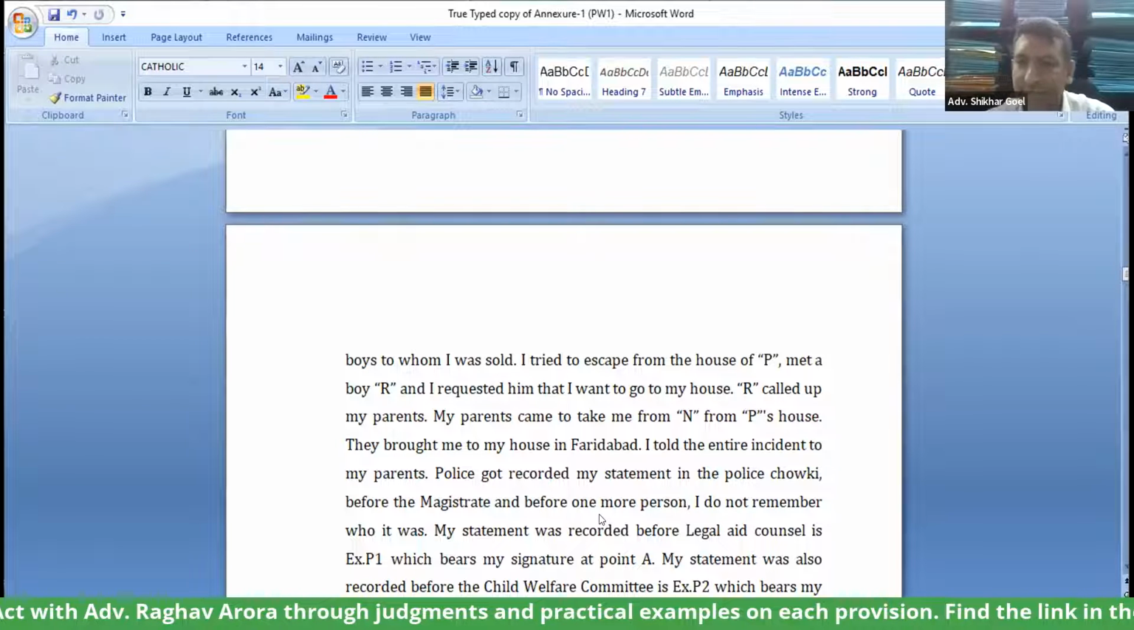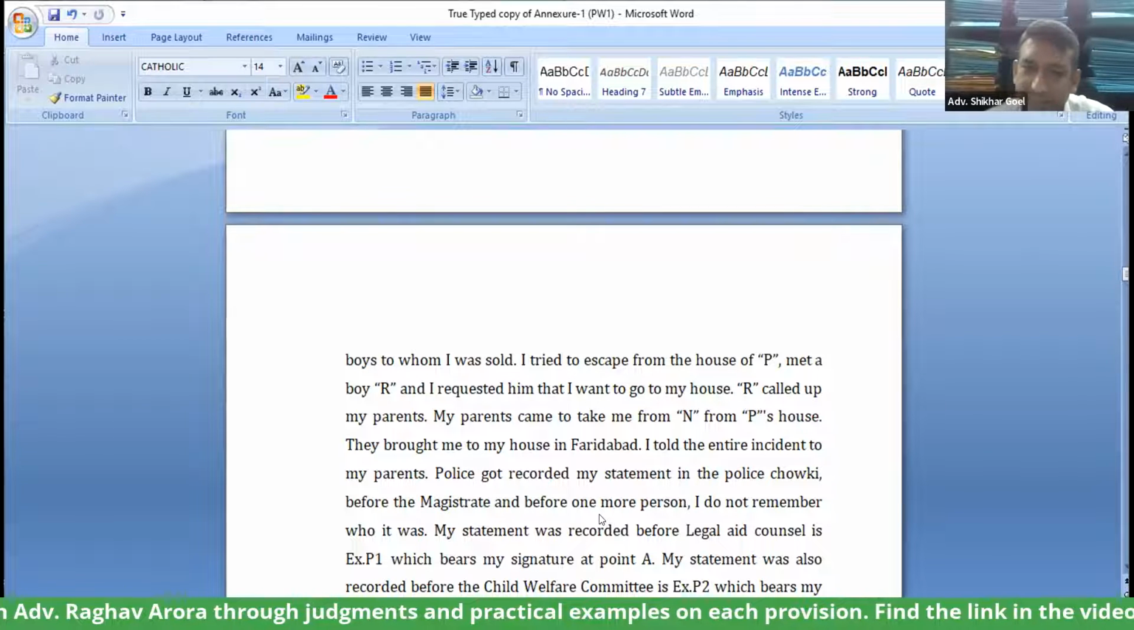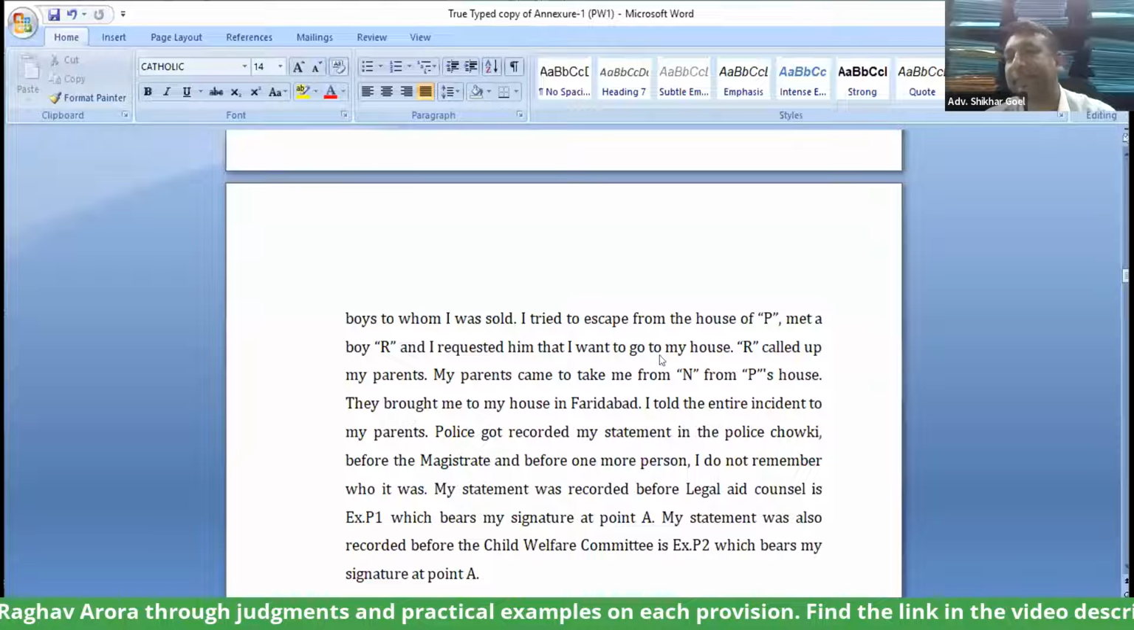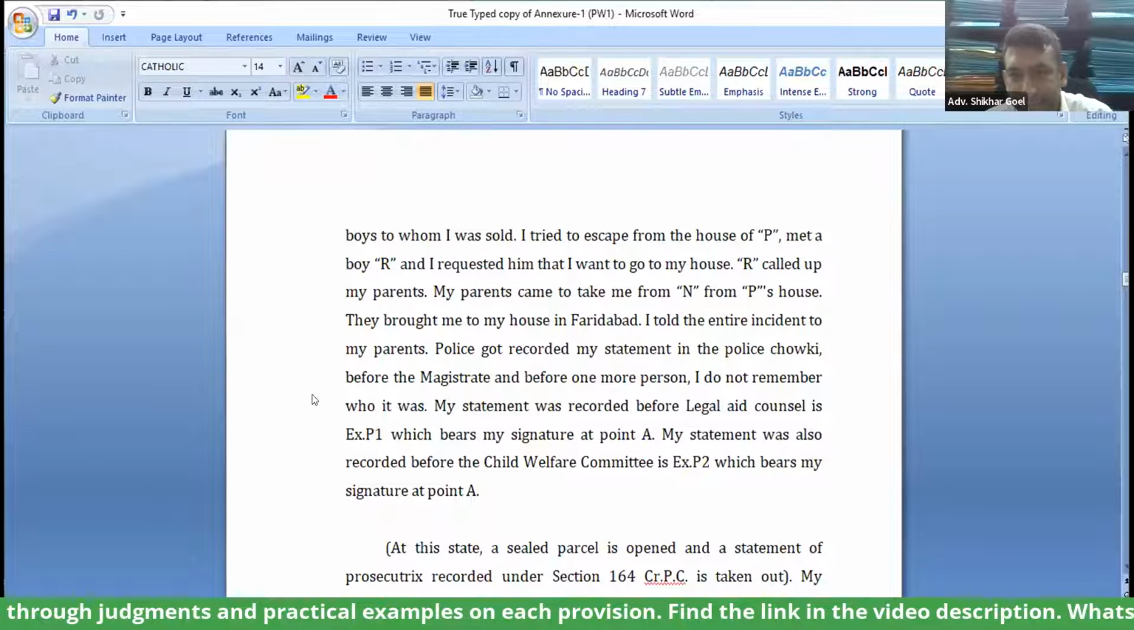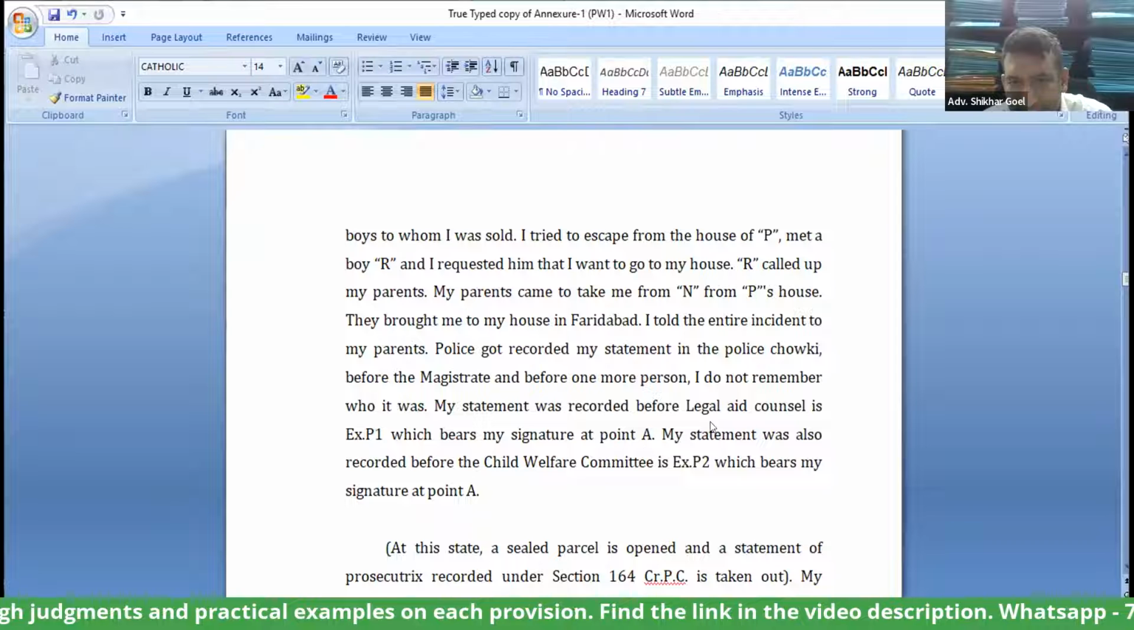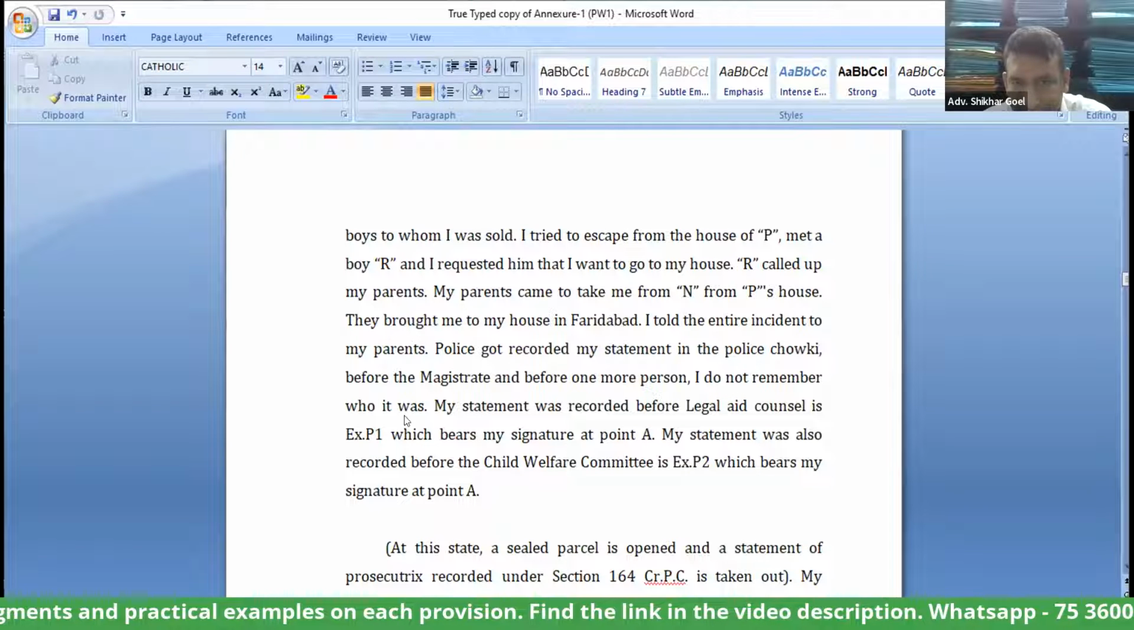एविडेंस इन चीफ चेंज हो गया. अब हमें जो क्रॉस एग्जामिनेशन करना है, हमको इस एविडेंस इन चीफ के बेसिस पे ही करना है. यहां तक एविडेंस इन चीफ हो गया. अब आप ये देखिए कि माय स्टेट, आई डू नॉट रिमेंबर हु वाज इट.